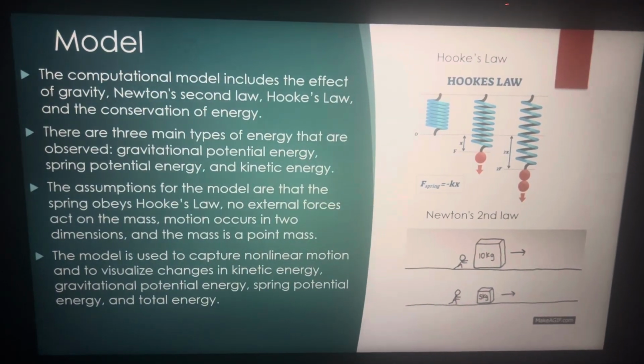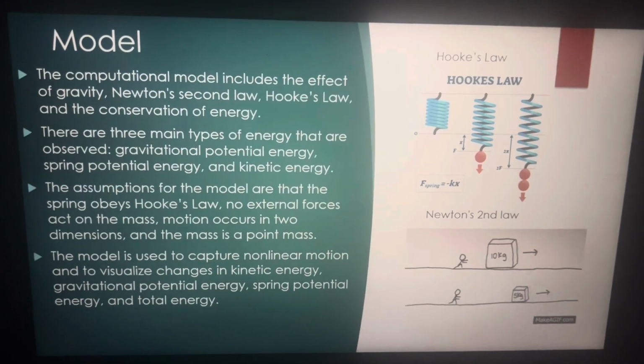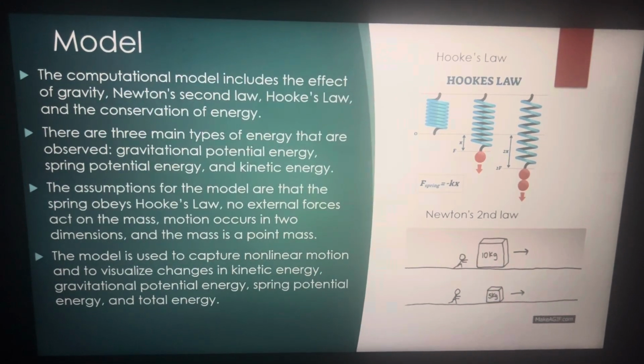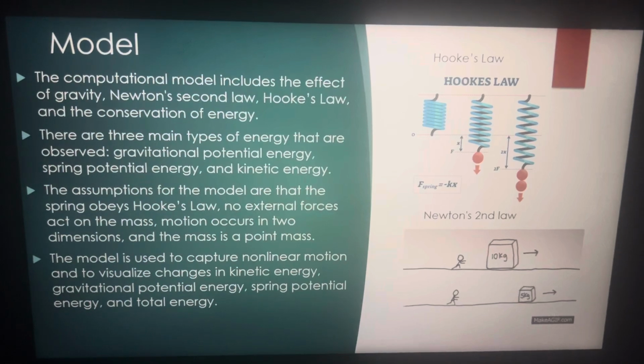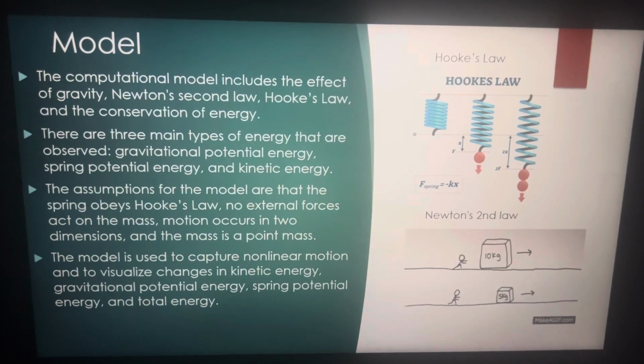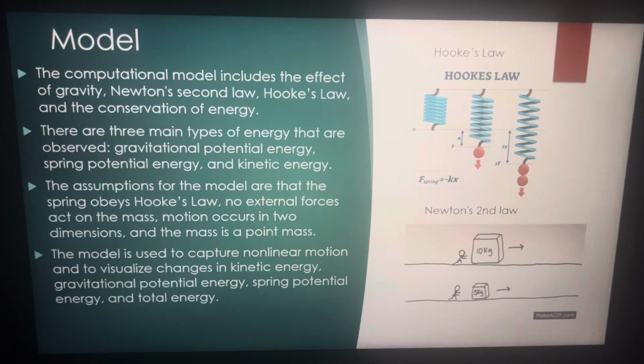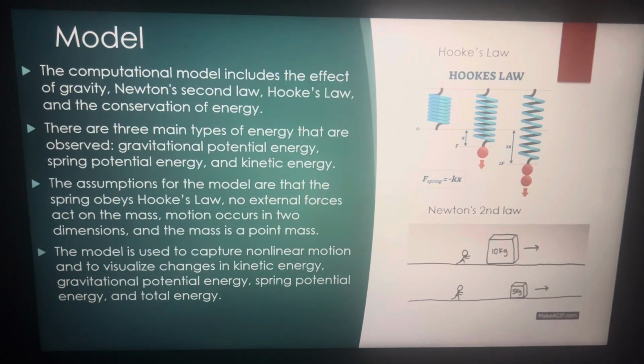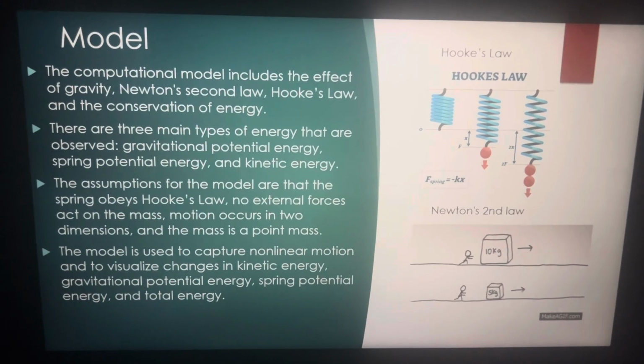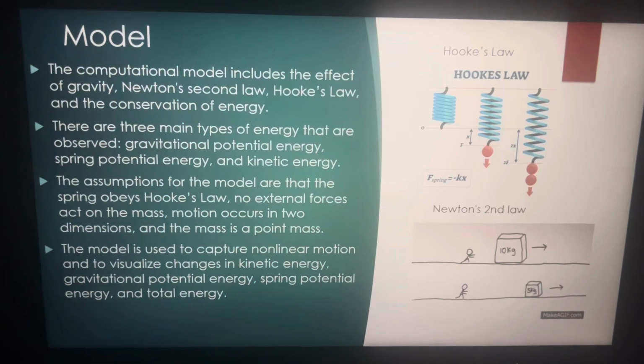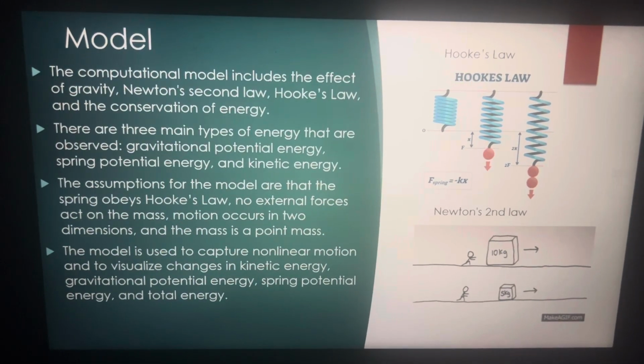The computational model includes the effect of gravity, Newton's second law, Hooke's law, and the conservation of energy. There are 3 main types of energy that are observed, which are gravitational potential energy, spring potential energy, and kinetic energy. The assumptions for the model are that the spring obeys Hooke's law, no external forces act on the mass, motion occurs in 2 dimensions, and that the mass is a point mass.